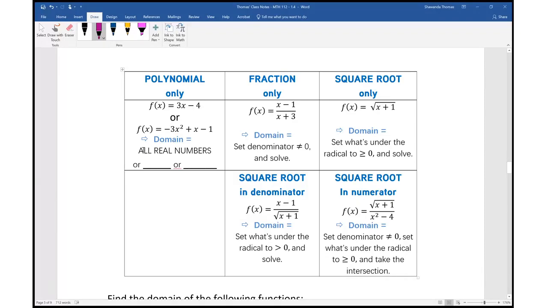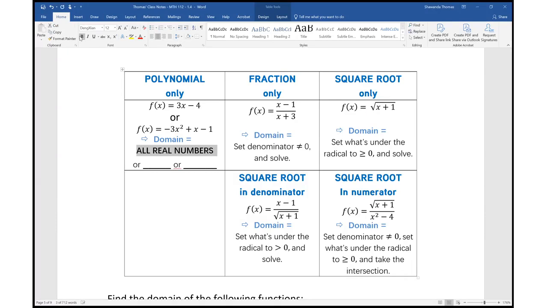So your domain is going to be equal to all real numbers. Or if you want to write it in interval notation, negative infinity to positive infinity. That means all real numbers. Any number you plug into x for this first situation would not cause an issue. And there's a symbol for all real numbers. It looks like a double R.